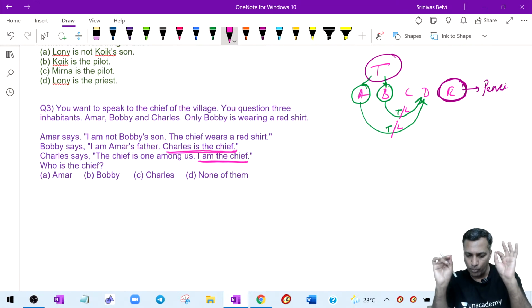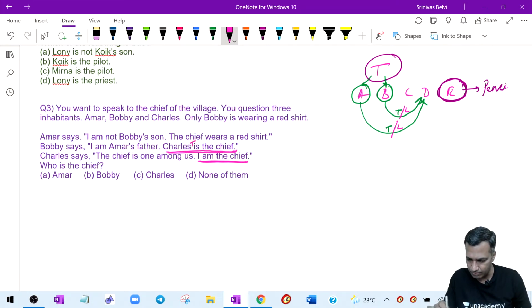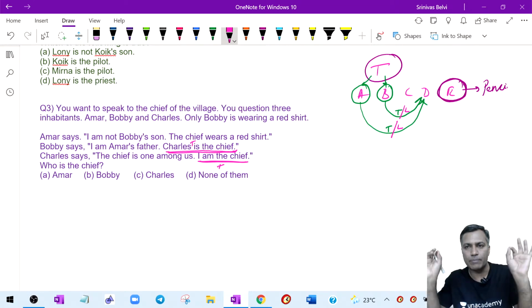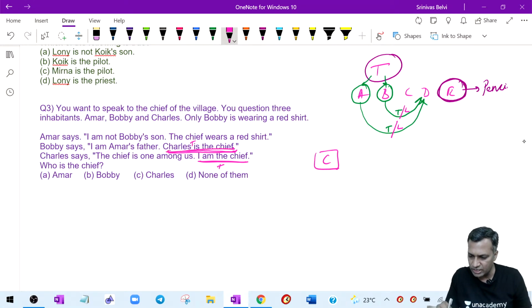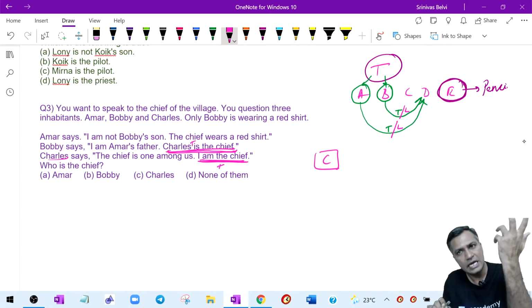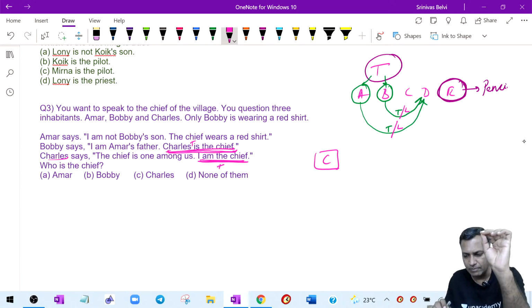Therefore, either both of them are telling the truth, or both these statements are false. Simple. That's it. Because both are pointing to the same individual, Charles. Bobby is saying that Charles is the chief. Charles is claiming that yes, I am the chief. Is this the same information? It is the same information. If it is the same information, either both these statements should be true or both should be false.